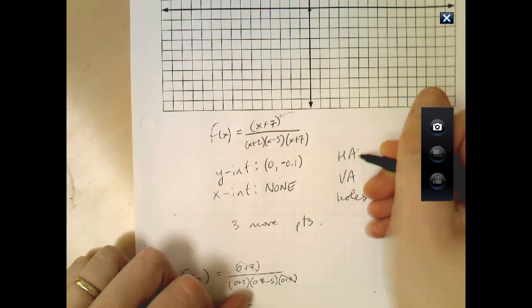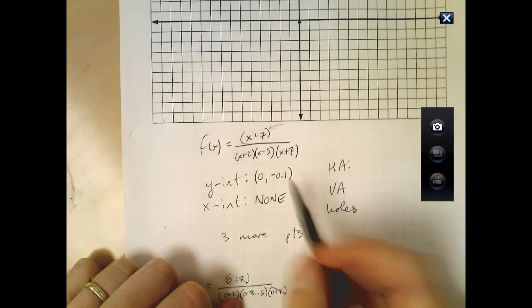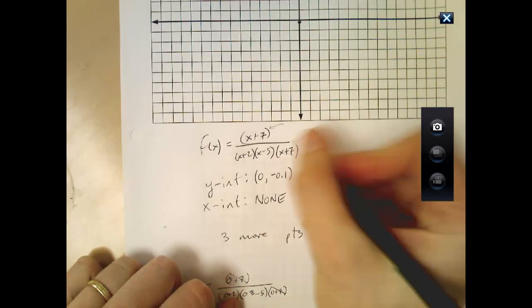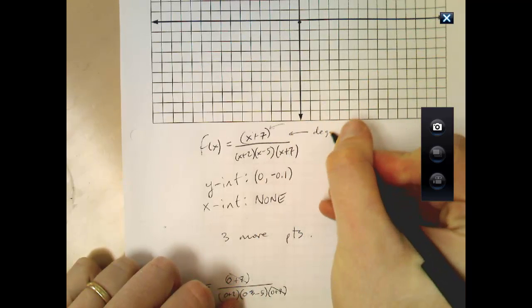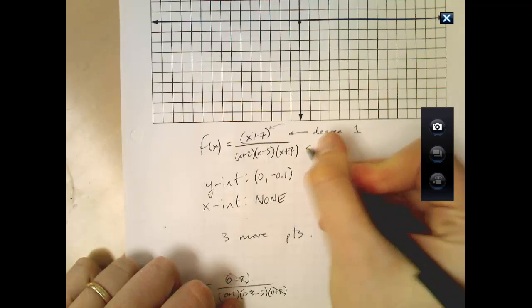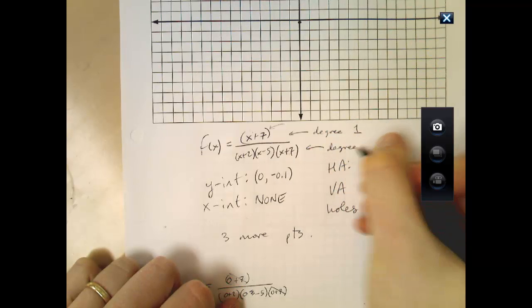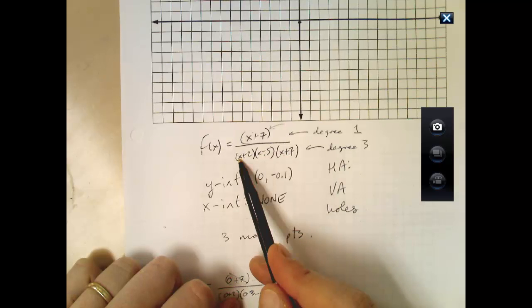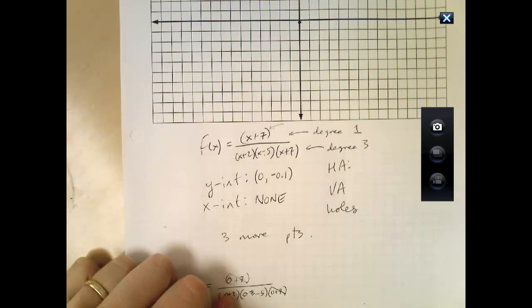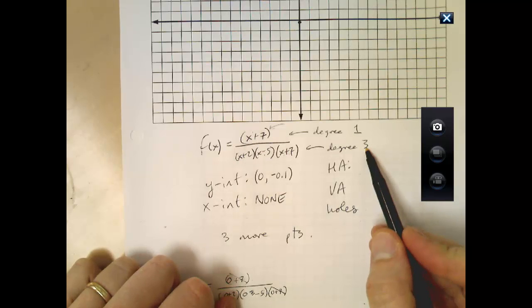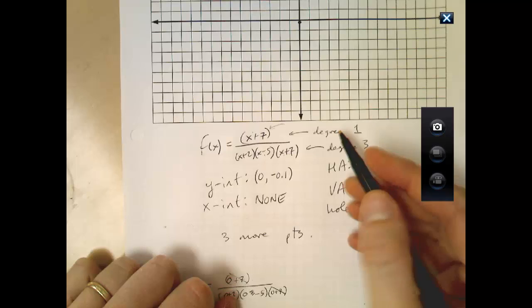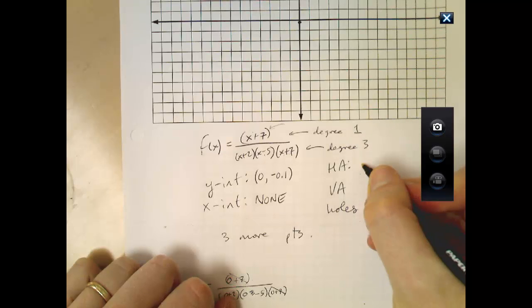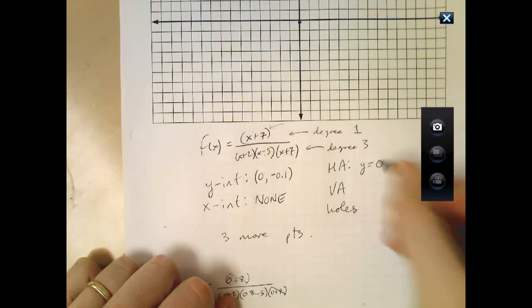Okay. Horizontal asymptote, we said that had to do with the degrees. So the top is degree 1, and the bottom is degree 3. And I see that because if I multiply these factors together, I would have x to the 3rd power. And here I just have x to the power of 1. So since it's a greater degree on the bottom, this function will go to 0. Like the limit at infinity will be 0.